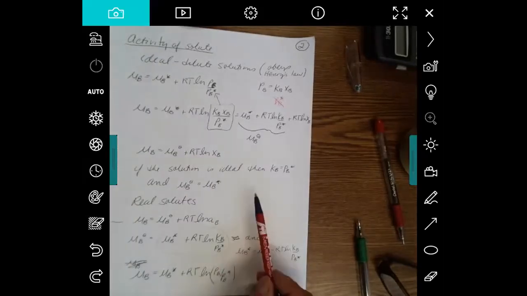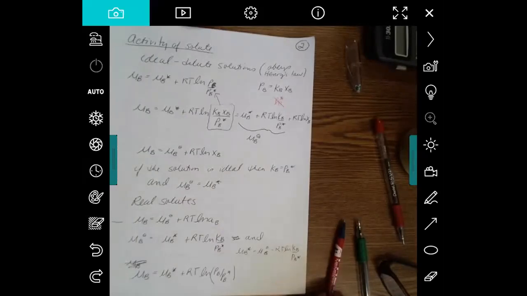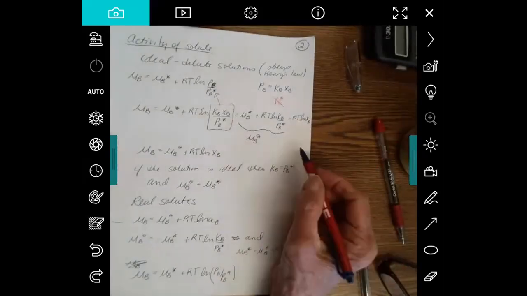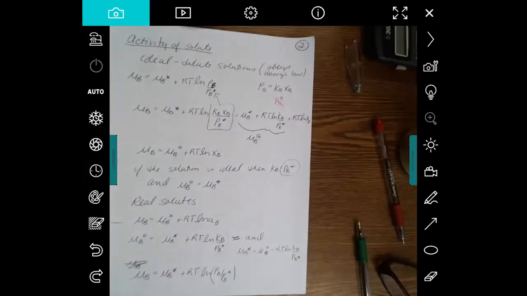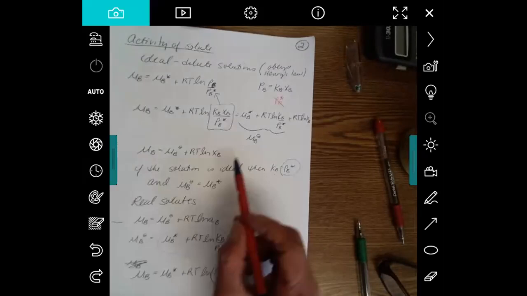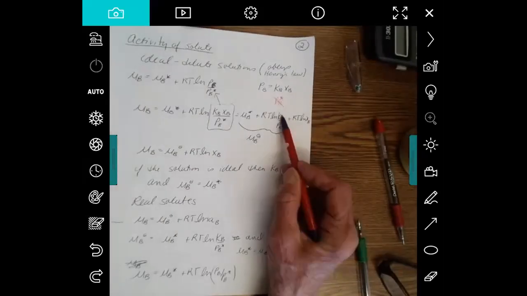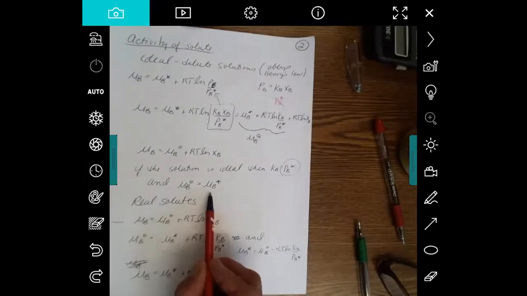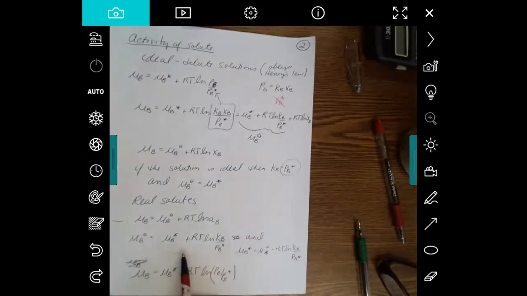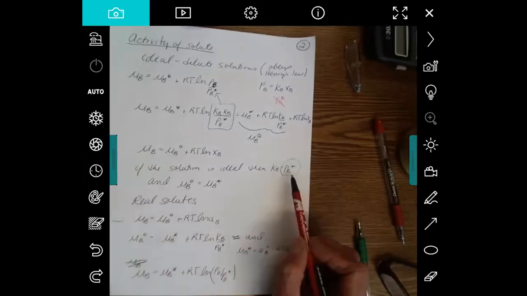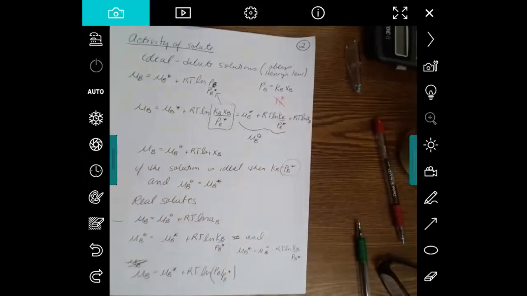So if the solution is ideal, then K_B, the Henry's law constant, also equals the pressure of B when it's pure. And then that would make this ratio 1, and this term would go away, and your standard state of B would also equal your chemical potential of B when it's just pure. So if we have real solutes, though, we can't set those equal to each other because that's not the same proportionality constant. And so we'll replace it with an activity.